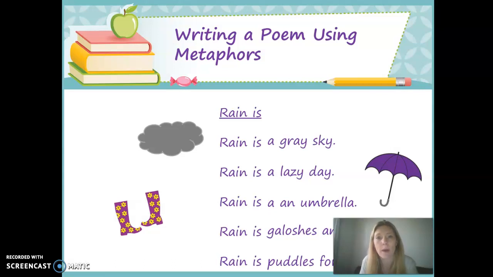Let's read my whole poem. Rain is a gray sky. Rain is a lazy day. Rain is an umbrella. Rain is galoshes and raincoats. Rain is puddles for splashing in.